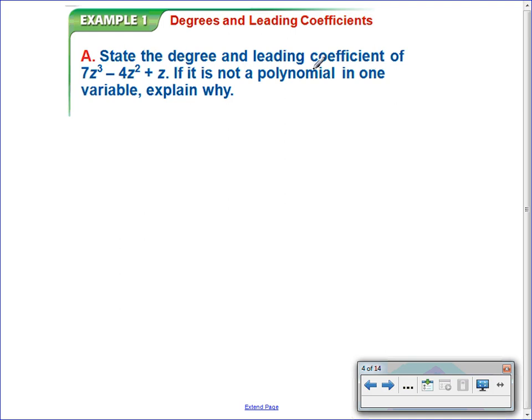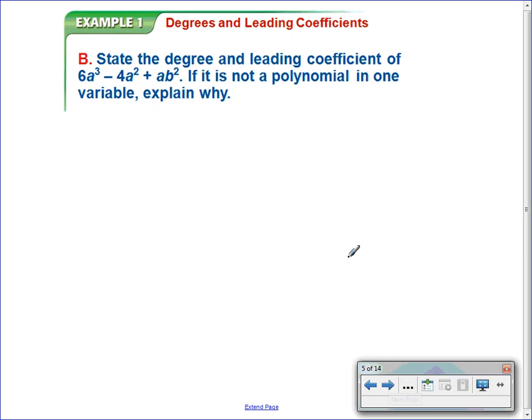State the degree and leading coefficient of this polynomial. All right, so let's make sure it's in order. I've got 7z to the third minus 4z squared plus z. All right, the degree is third degree, and the leading coefficient is 7. Simple enough, third degree and 7.